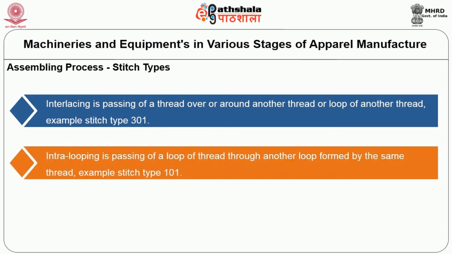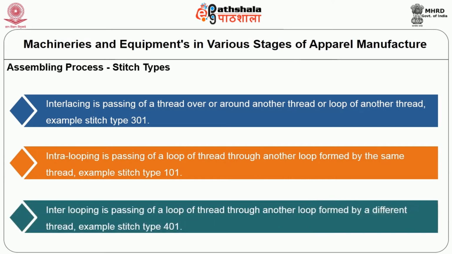Intralooping is the passing of a loop of thread through another loop formed by the same thread. An example for this is the 101 stitch. Interlooping is the passing of a loop of thread through another loop formed by a different thread. An example of this stitch is 401. These are the examples of the three kinds of stitches.